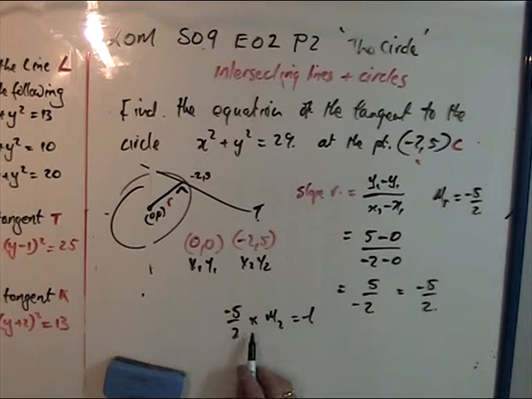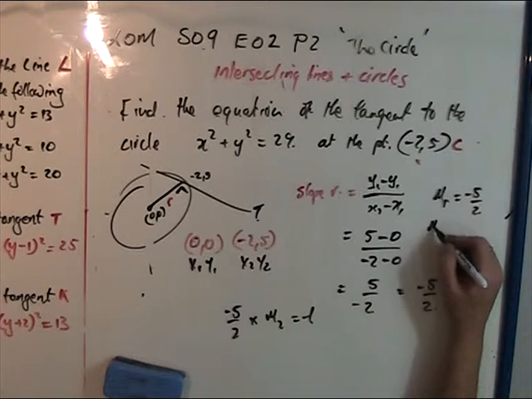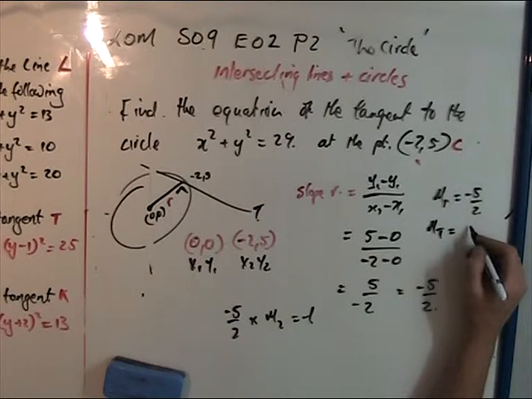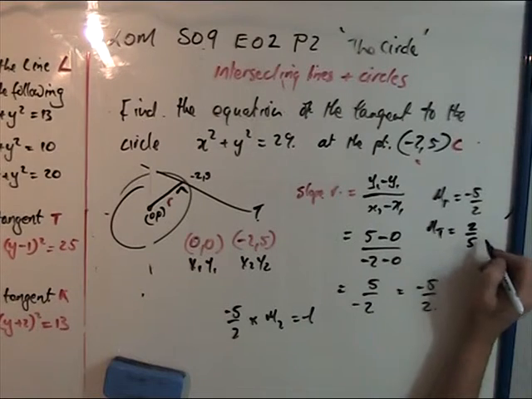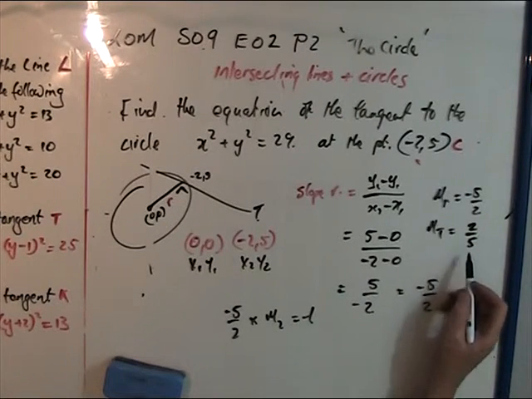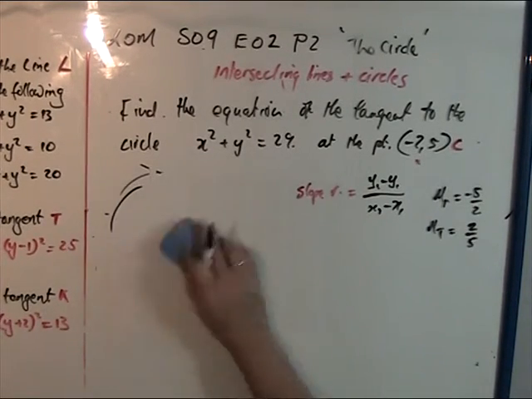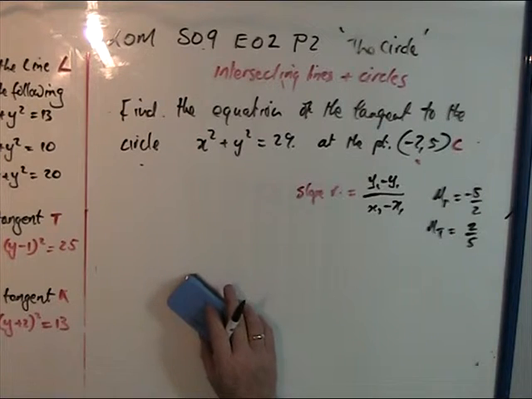Okay? The rule is the product of the slopes will equal minus 1. So if I invert this and change the sign, it becomes 2 over 5, and this becomes a positive. So that's the slope of t, the new slope of t. Okay? Hope you get that. So now I have to go on and find the equation.